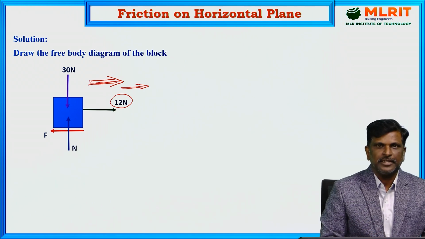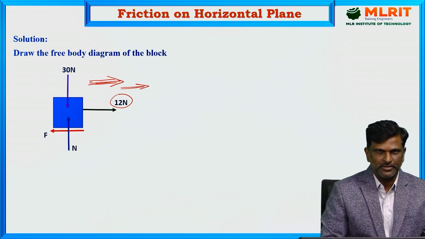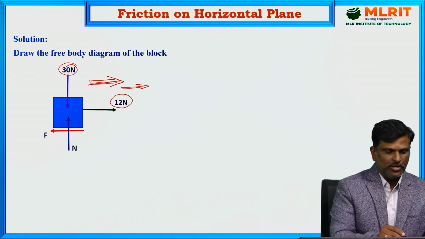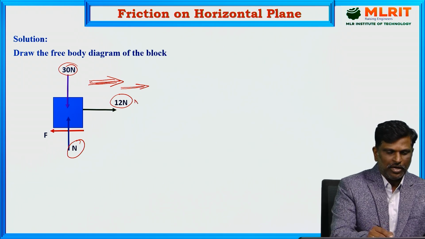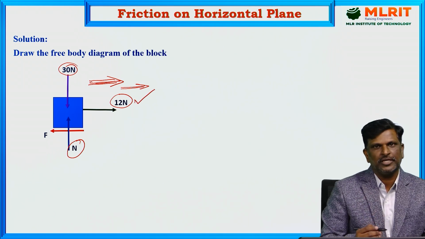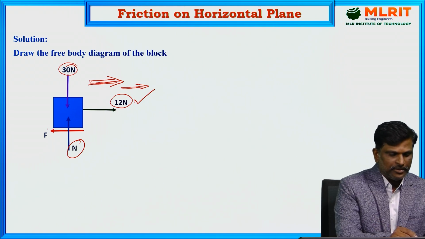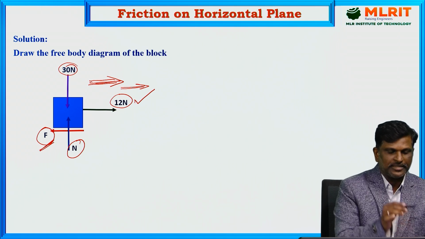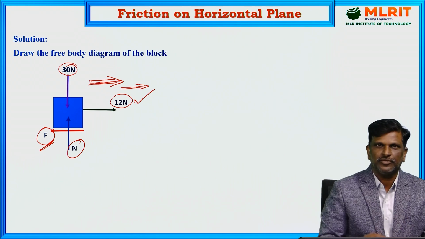Now the body is under static equilibrium by the action of 4 forces. One, self weight acting vertically downwards; the normal reaction from the ground, which is vertically upwards; the applied force, which is tending to move the body, 12 newtons horizontally towards the right side; and the friction, which will always be opposite to the direction of motion of the body, towards the left side at the contact surface. Now the body is under static equilibrium under the action of these 4 forces.